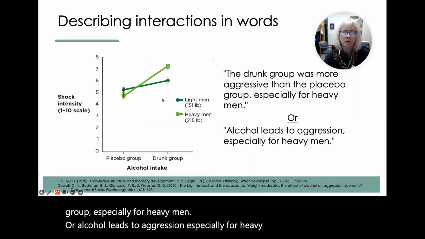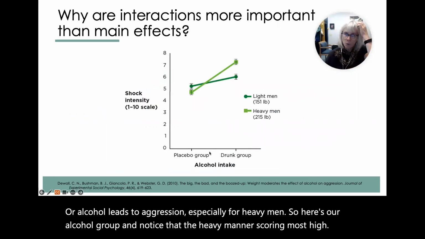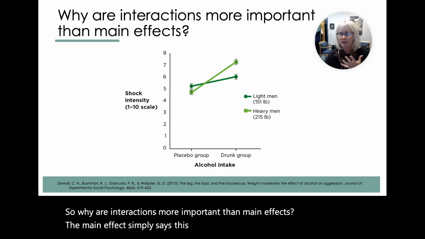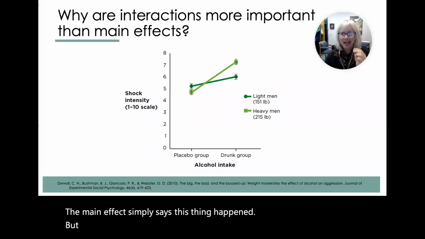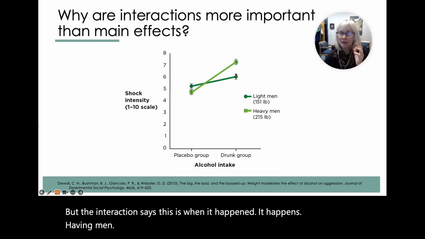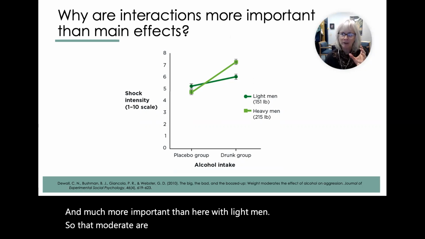So here's our alcohol group, and notice that the heavy men are scoring highest. So why are interactions more important than main effects? The main effect simply says this thing happened. But the interaction says this is when it happened. It happens with heavy men, and much more than here with light men. So the fact that it serves as a moderator is what's interesting.